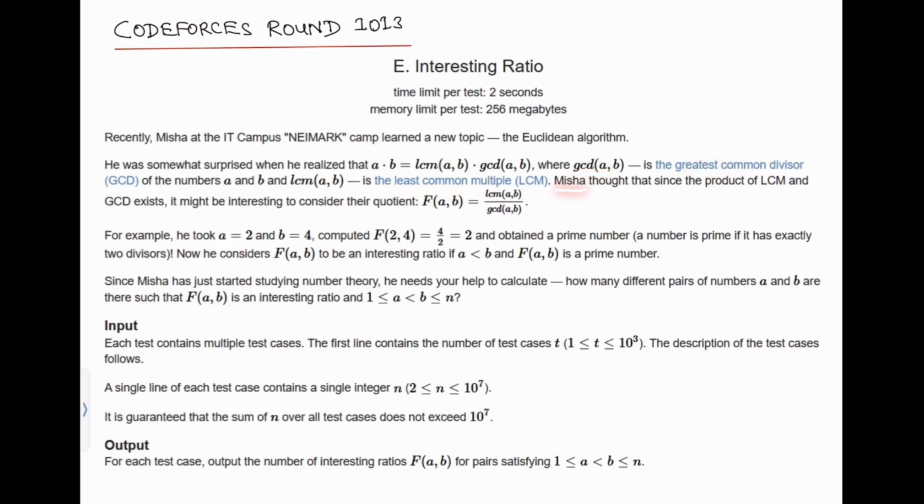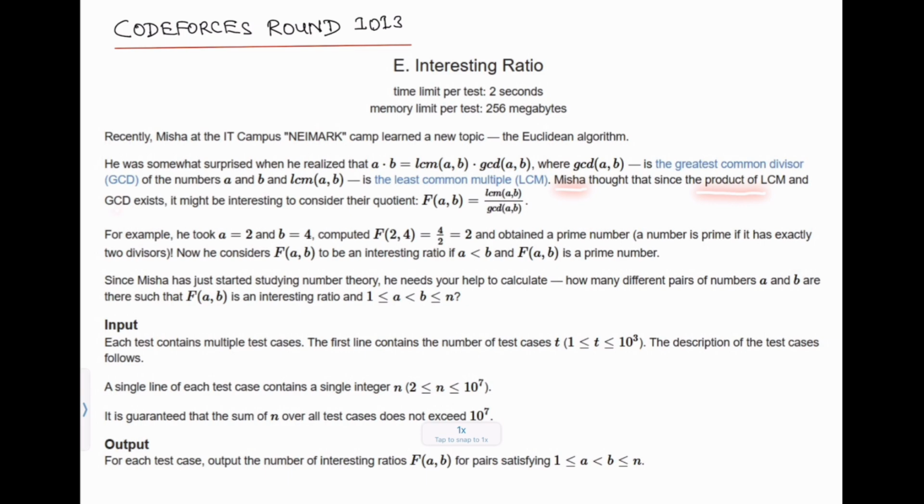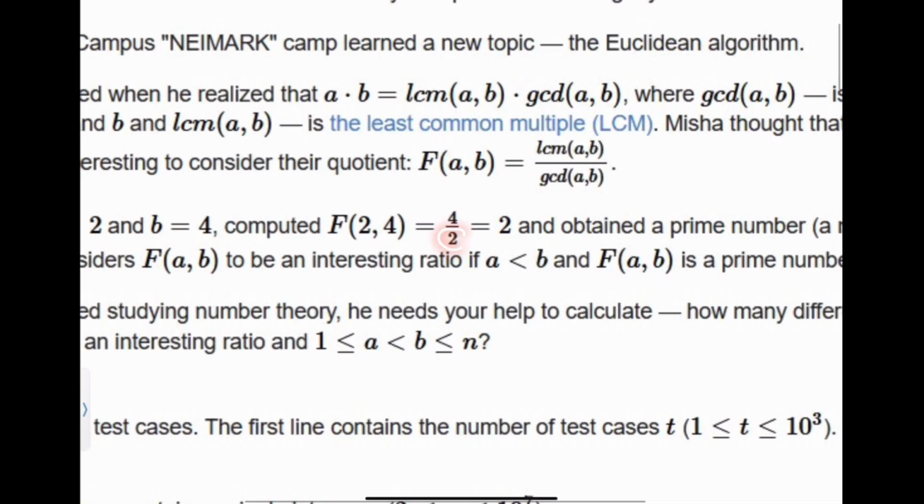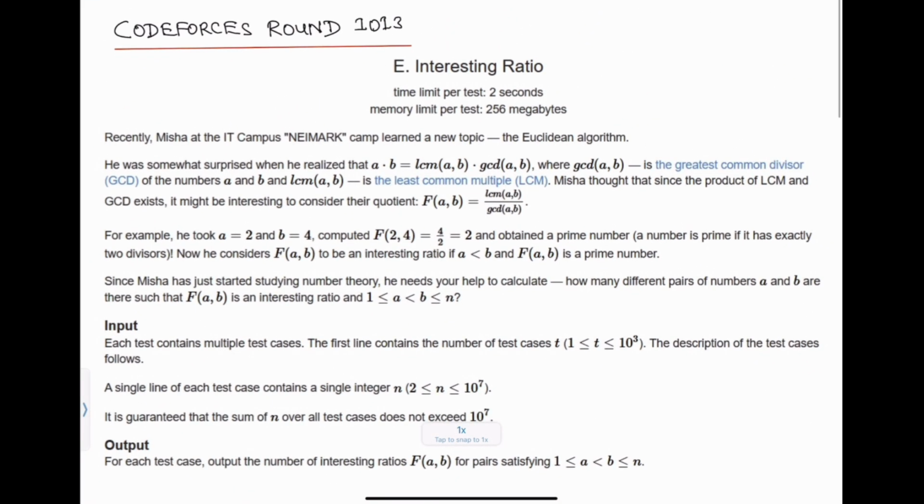Now, Misha thought that since the product of LCM and GCD exists, it must be interesting to consider the quotient f of A and B. He tried to calculate this number, not the product, but the division: LCM divided by GCD. For example, he took A as 2 and B as 4. The LCM of 2 and 4 is 4, and the GCD of 2 and 4 is 2, so the ratio is 2, which is a prime number. Now consider f(A, B) to be an interesting ratio if B is bigger than A and f(A, B) is a prime number. So this is the definition of an interesting ratio.